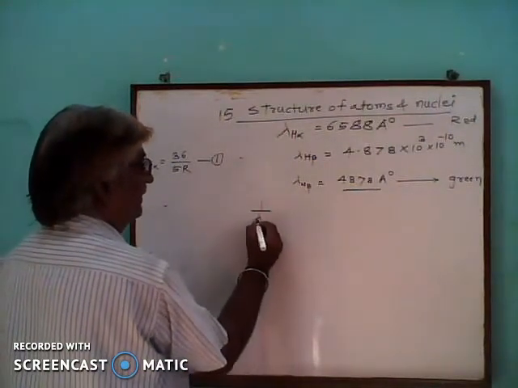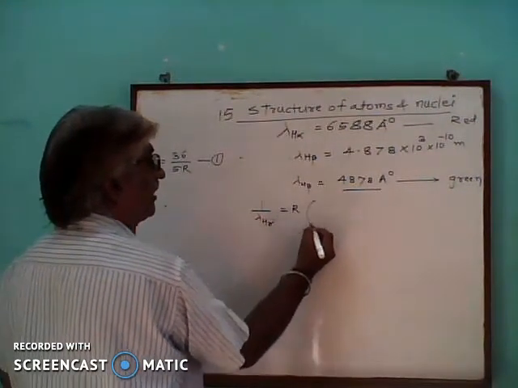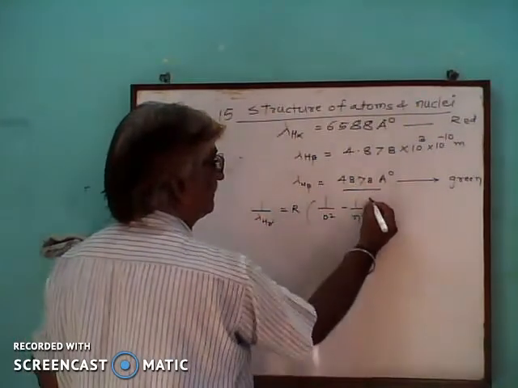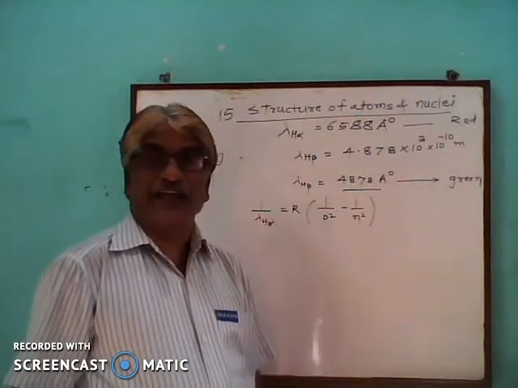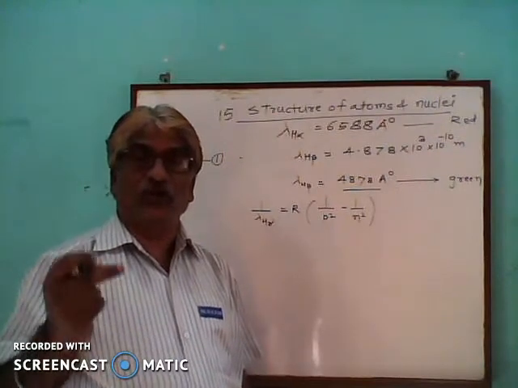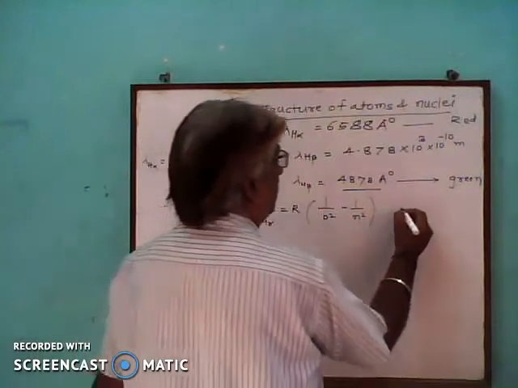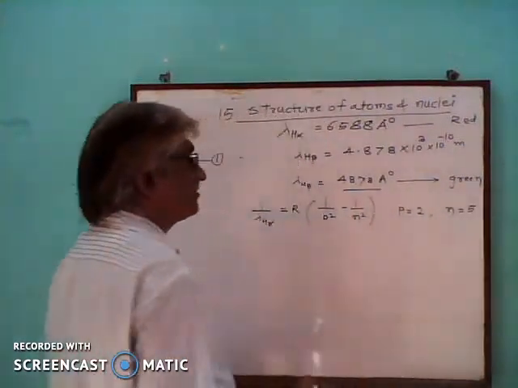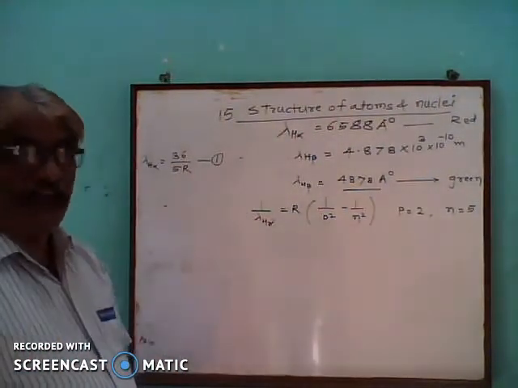But if we want to find the wavelength for the H gamma line, here we know Bohr's formula, that is 1 upon lambda H gamma is equal to R in bracket 1 upon p square minus 1 upon n square. The H gamma line is the third line, having inner orbit p equal to 2 but n equal to 5. If p equal to 2 and n equal to 5 are substituted, then we can find out the wavelength for the H gamma line.